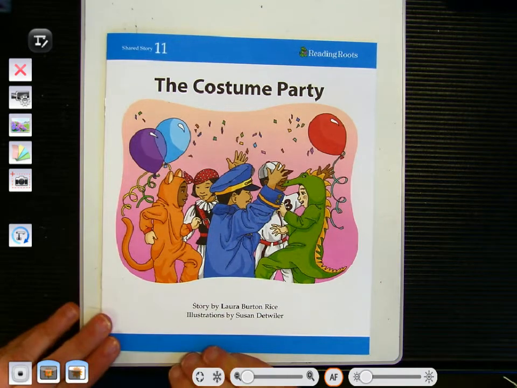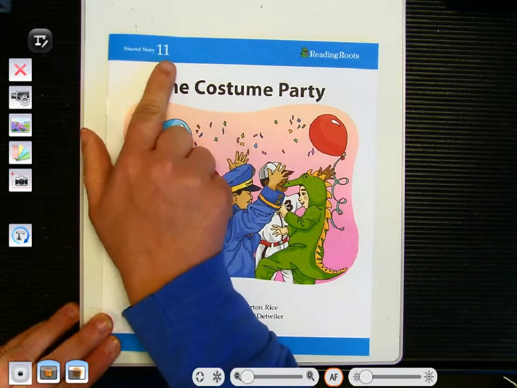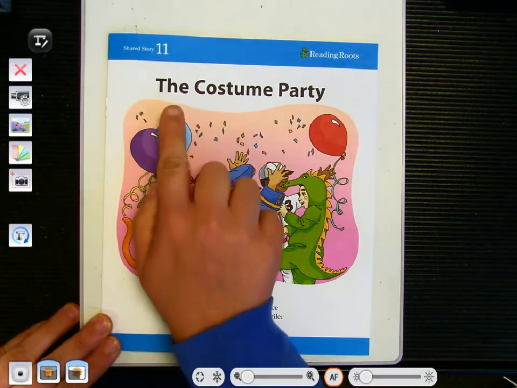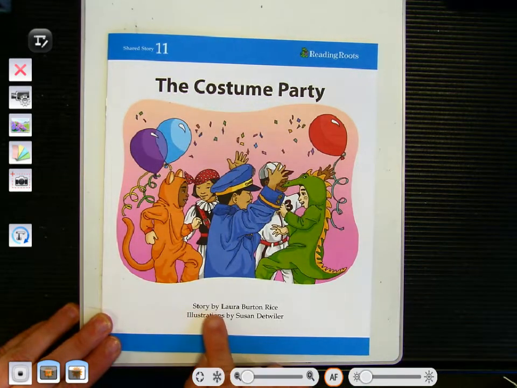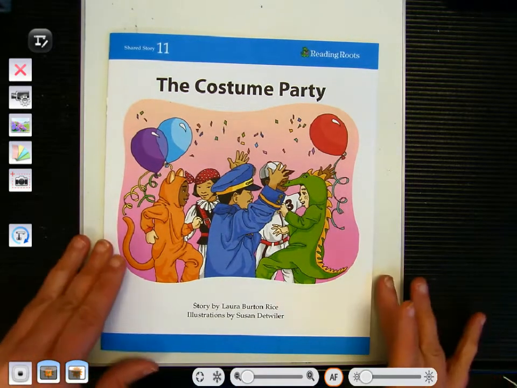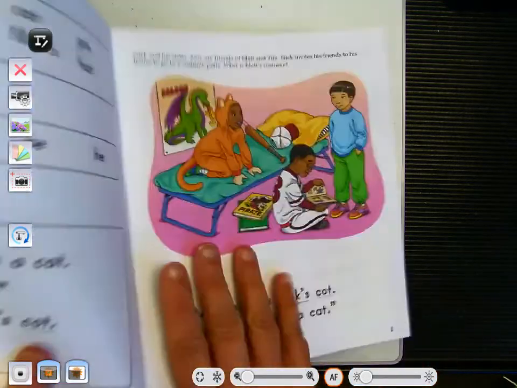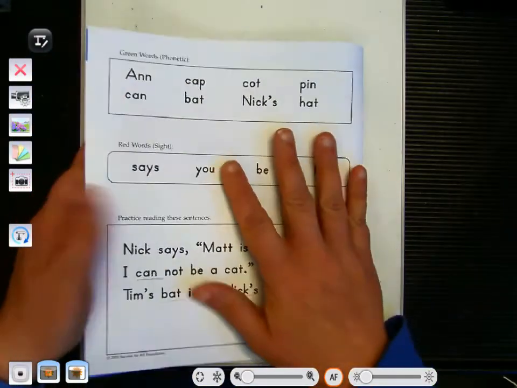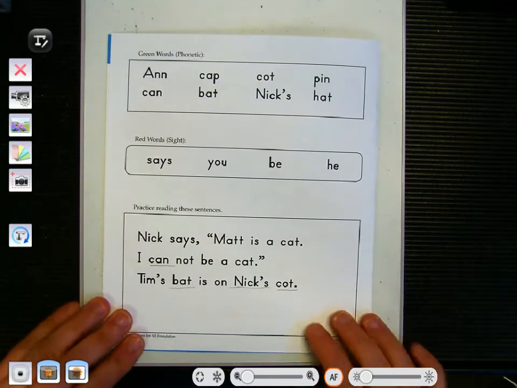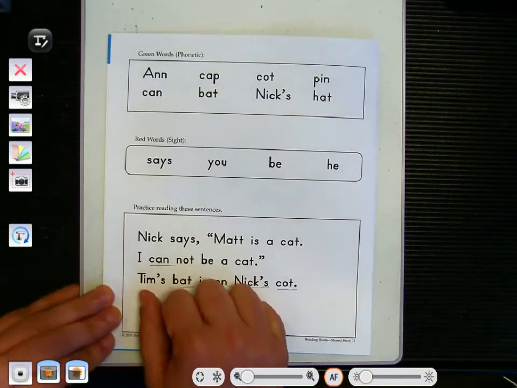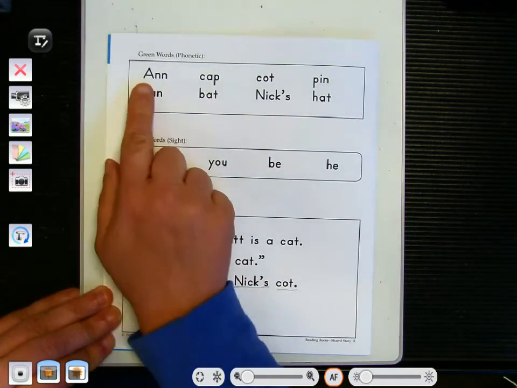Today we're going to be reading shared story number 11, The Costume Party. Story by Laura Burton Rice. Illustrations by Suzanne Detweiler. Let's turn the page. All right, we're going to blend our green words.